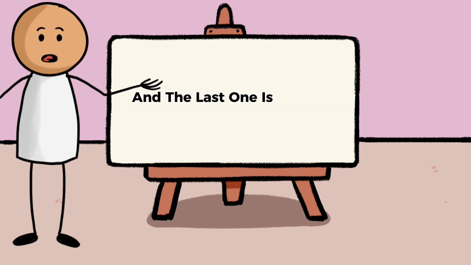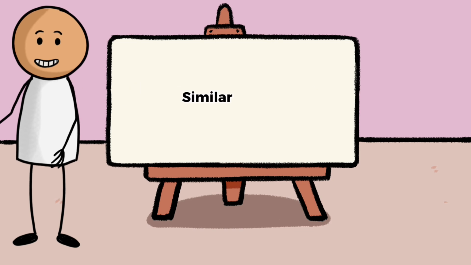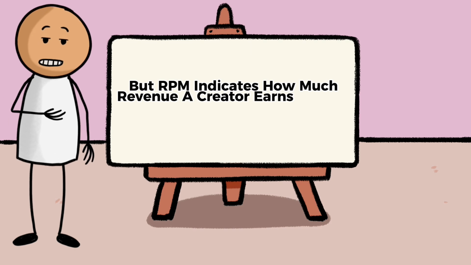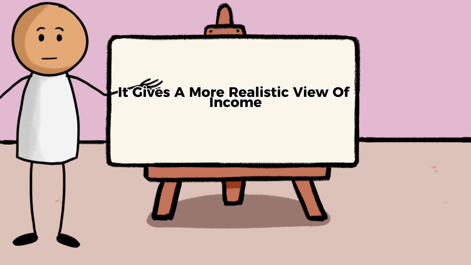And the last one is the RPM, that stands for revenue per mille. Similar to CPM, but RPM indicates how much revenue a creator earns per 1,000 views after YouTube's cut and other fees. It gives a more realistic view of income.